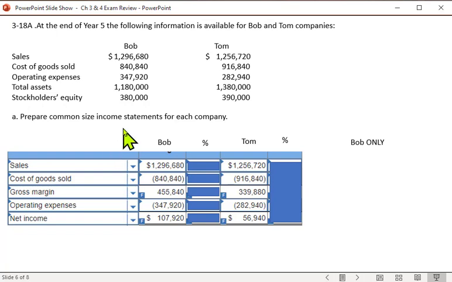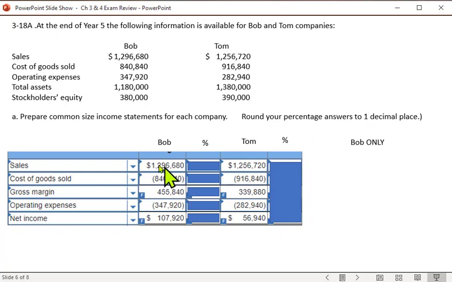So a common size income statement is nothing more than taking each of these pieces in this income statement and dividing them all by net sales. So for example, we have sales of $1,296,680, and this, as it relates to sales, of course, is going to be, and so before we get into that, this is real important too. Round your percentages to one decimal place.